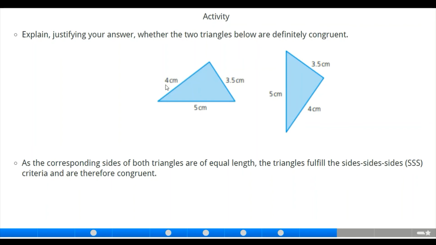If you look at this here, we have 4 centimeter here, and the other triangle also gives us 4 centimeter. We have 5 centimeter here, and the other triangle gives us 5 centimeter. We have 3.5 centimeter here, and the other side also gives us 3.5 centimeter. So we can say that these two triangles satisfy the condition for congruent triangles.